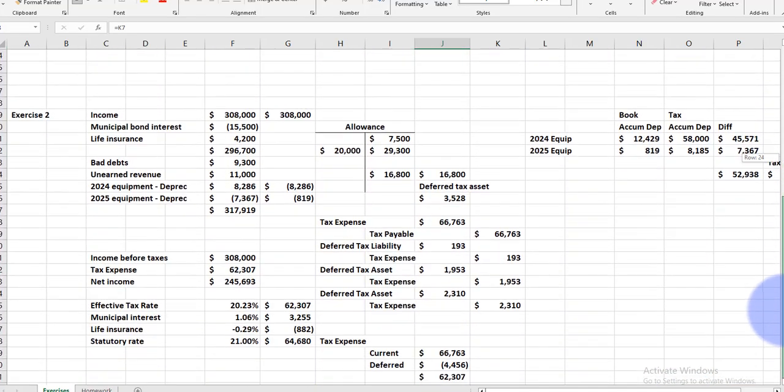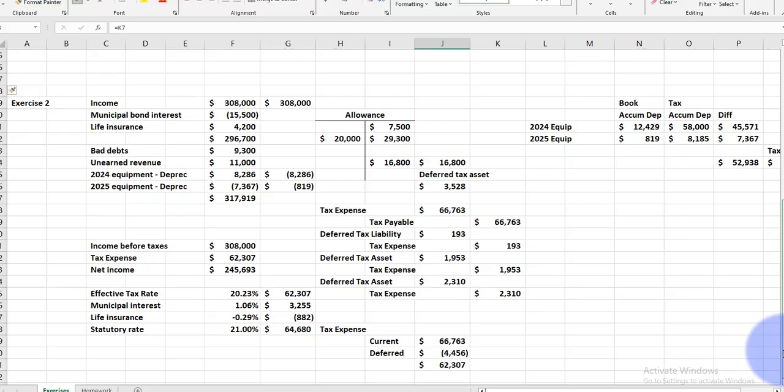All right, coming down to exercise 2. Things get more complicated as we move along to subsequent years. Here is our information for year 2. Our income before taxes is 308. We are again using columns. This is your tax return, and this is your income statement. We subtract out the municipal bond interest, just like we did, but we also have life insurance premiums. We add those because they are not deductible on the tax return, so our taxable income is going to be higher. So subtract that one, add that one.